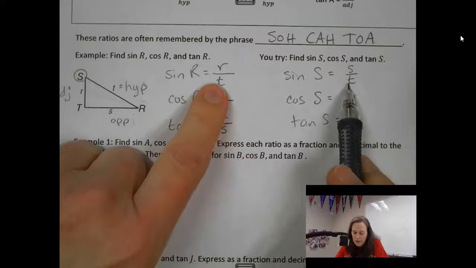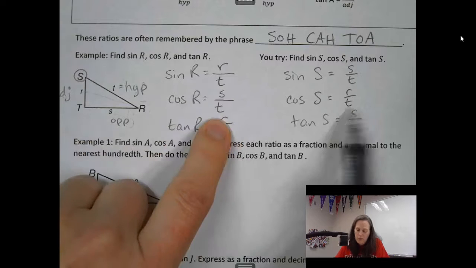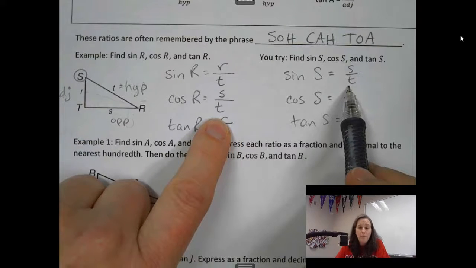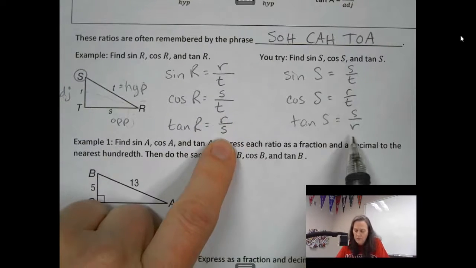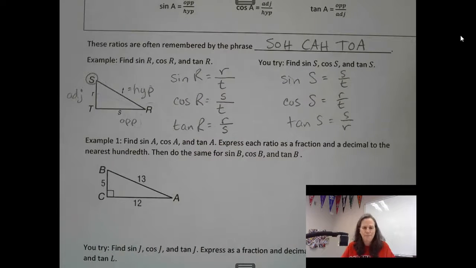Do notice, though, that there are some relationships here. Sine of R and the cosine of S match. Cosine of R and sine of S match. And there's even a relationship here with the tangent, right? Inverse. Okay. All right, let's see.